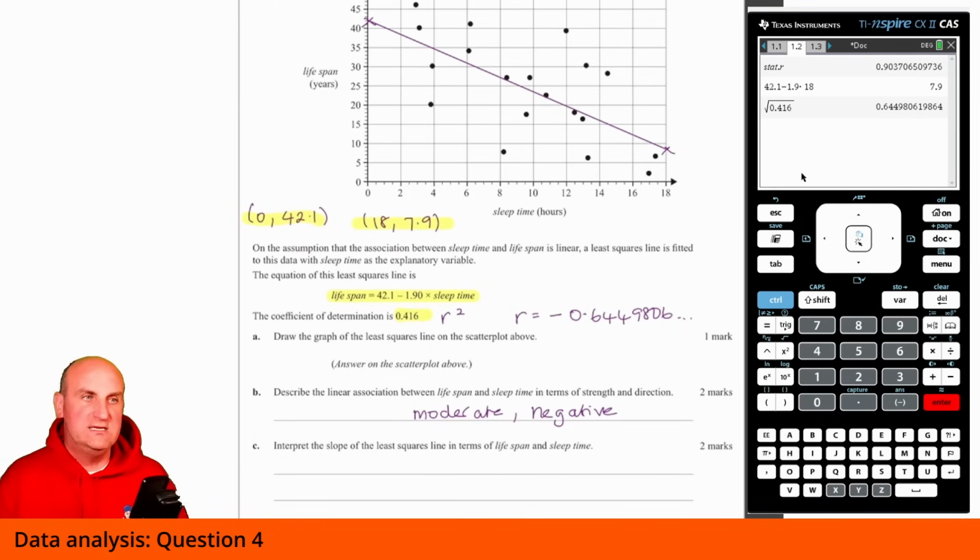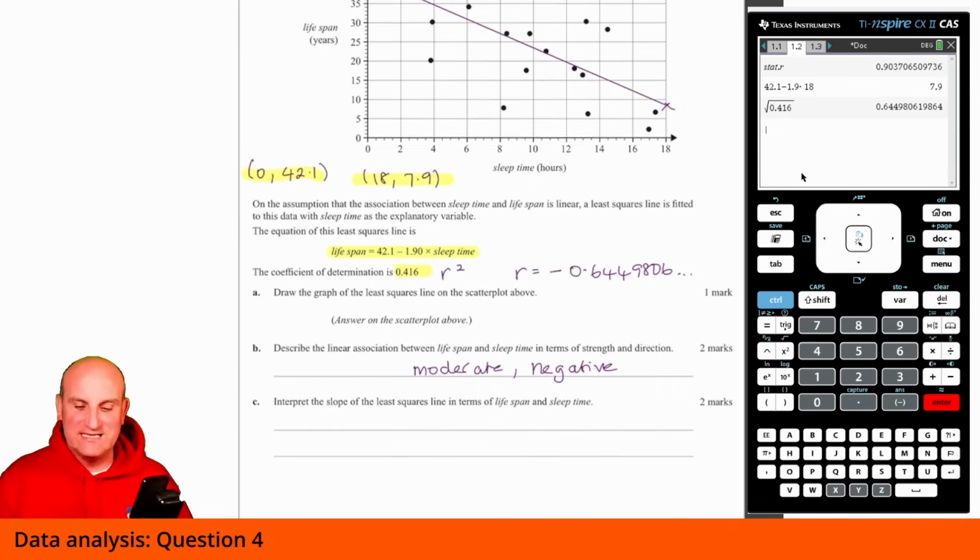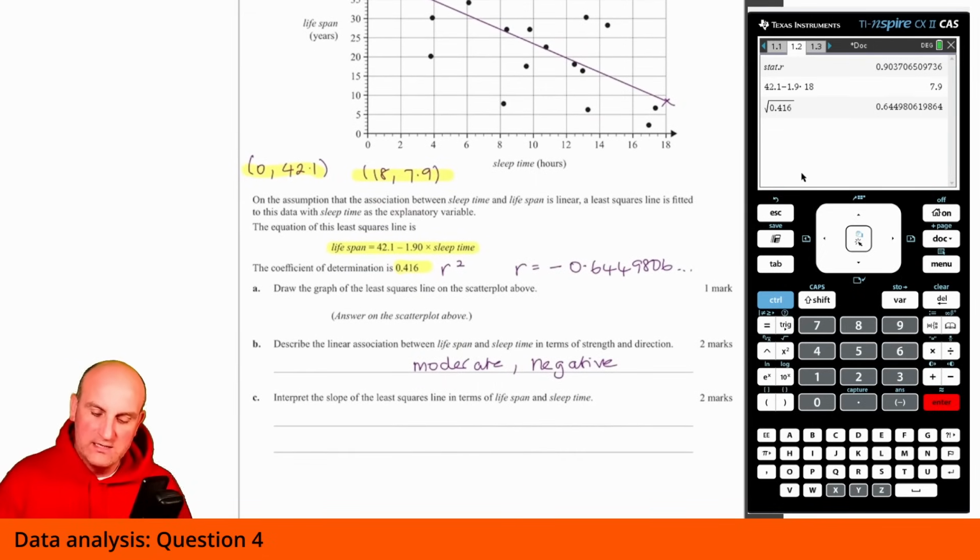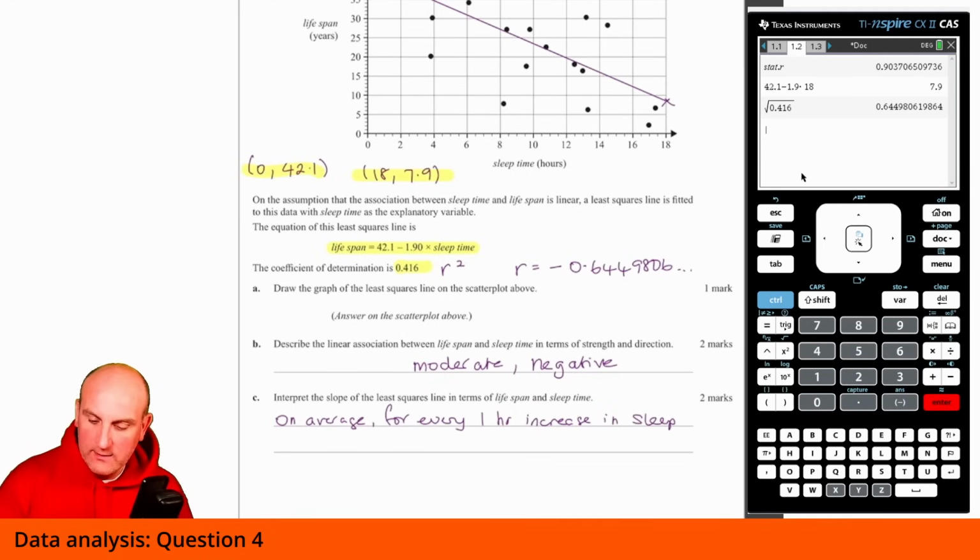Interpret the slope of the least squares line in terms of lifespan and sleep time. Now, interpret the slope. There is a standard textbook thing to be able to do. And I always write on average, comma, for every 1 hour increase in sleep time. Now, the point of it is you are always doing 1 unit increase on the EV. You always start the sentence with that one there. So because I was doing hours, it gave me the units: for every 1 hour increase.